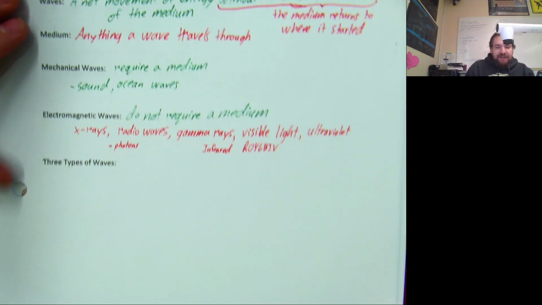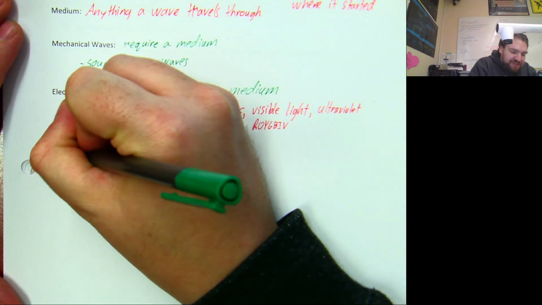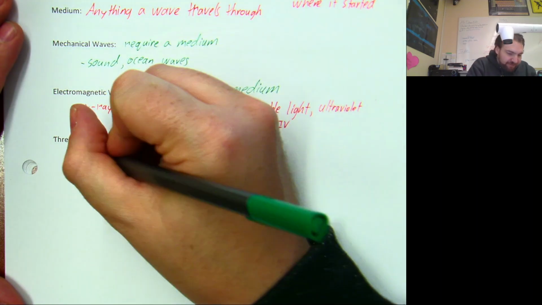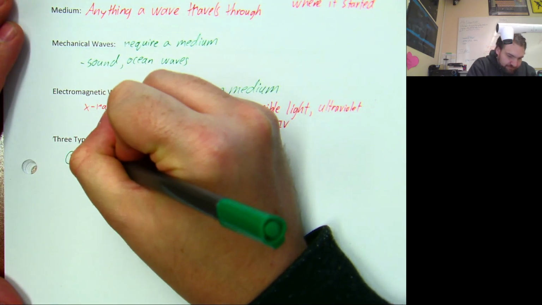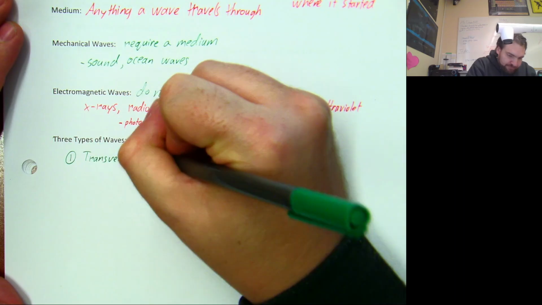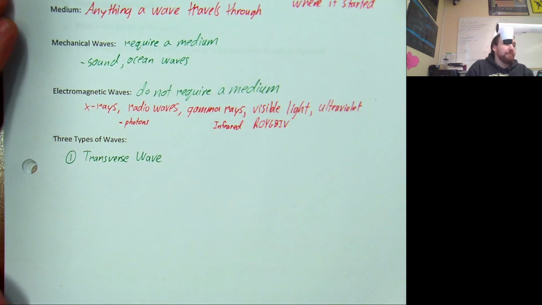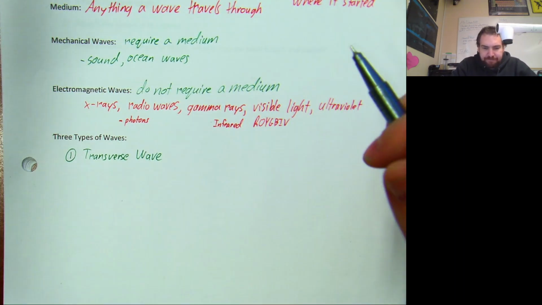Here we go. Three more types of waves. The first one is this. We're going to talk about what's called a transverse wave.